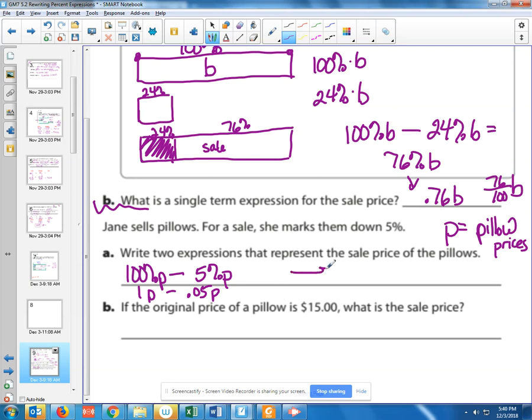Or the other way is do it all together at once. 100% minus 5% is 95% times the price of the pillow. Or as a decimal, 95/100ths times p. So if the original price of the pillow is $15, what's the sale price? Well, I start at $15. We're going to subtract whatever 5% times 15 is. Figure out what that is on your calculator.